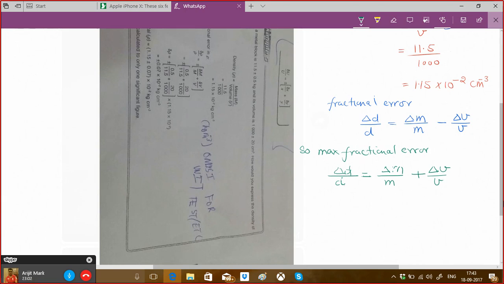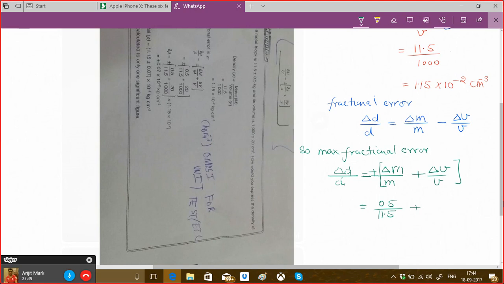As you are seeing in your book, you can also assign it in plus minus over there. Plus minus. So it will be del m by m. So del m is given as 0.5 upon m, which is 11.5.